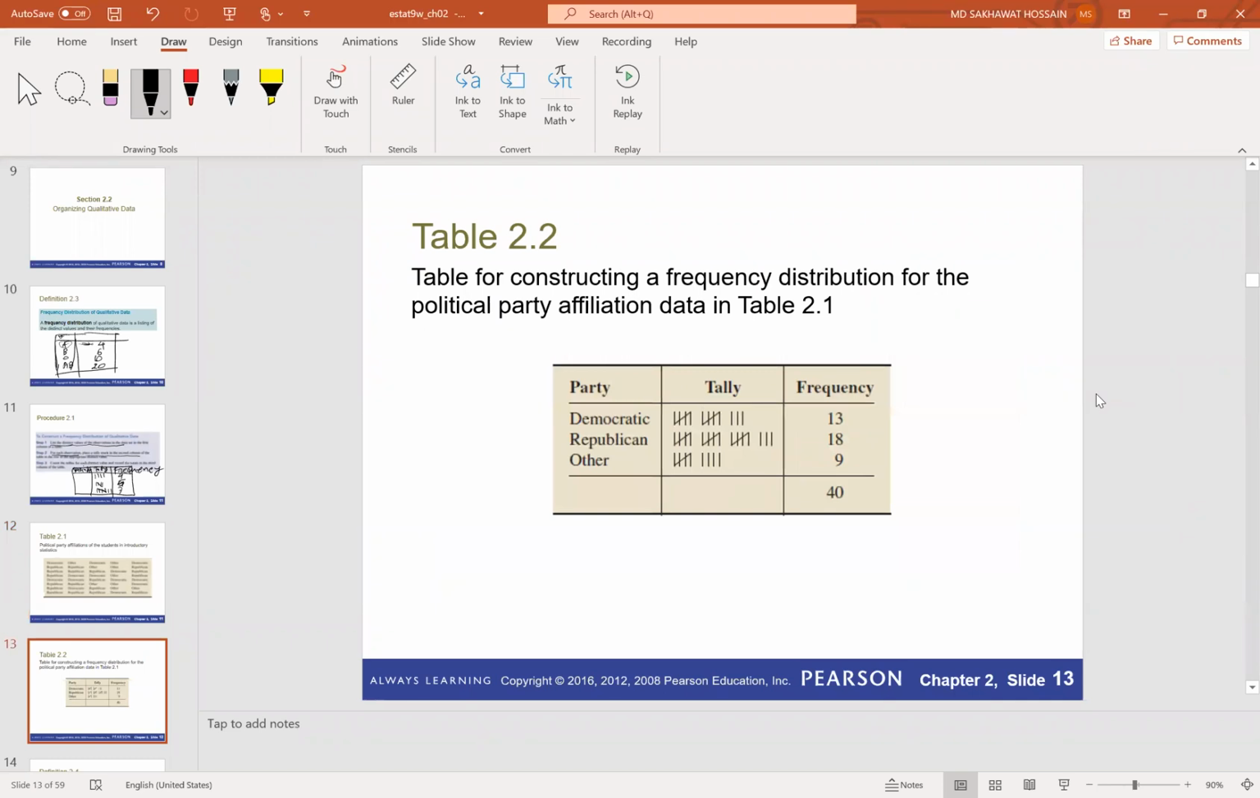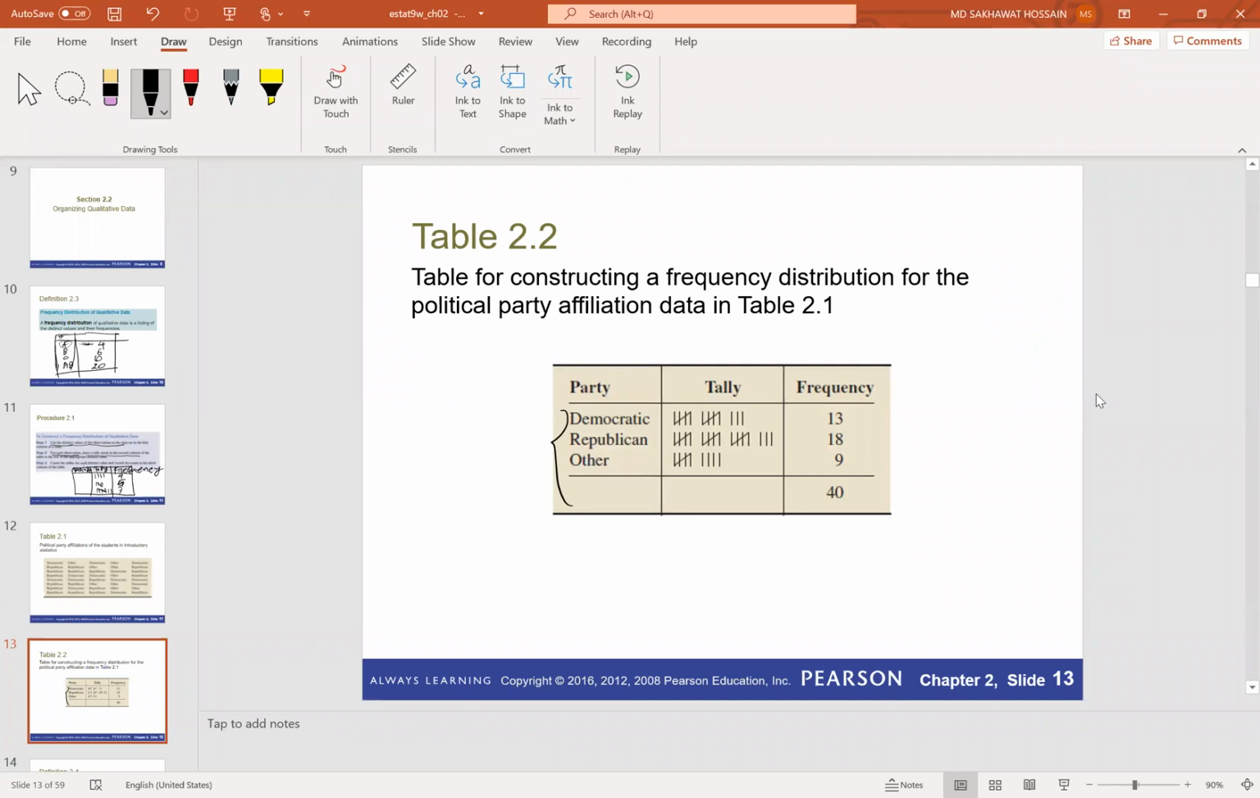Here, the first column is the variable, the party, and its distinct values. Party is the variable name, or political party affiliation, or simply you can just say party. Actually, we have 40 responses, but three distinct responses. So we listed all three distinct responses here: Democratic, Republican, and other. Then we used tally marks to count the number of occurrences.